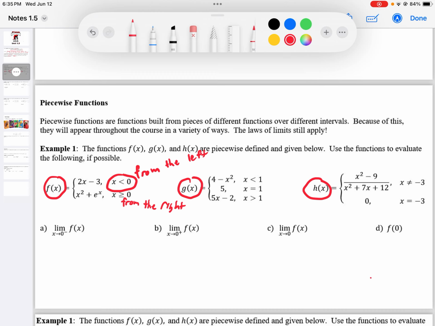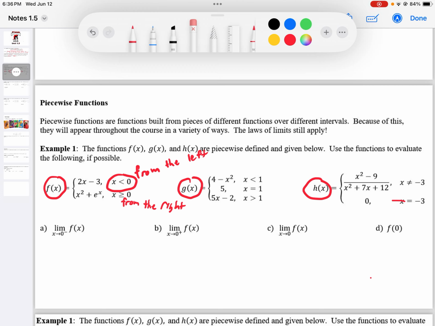But this g function, it looks like at 1, the graph is just 5. So on the left side of 1, the graph looks like some parabola opening downward, and it would be an open circle. And then at 1, it's equal to 5. And then after 1, it looks like whatever 5x minus 2 would look like. So that's all the different pieces of that graph. The top one would be from the left, and the bottom one would be from the right. All right, let's see how we use that.